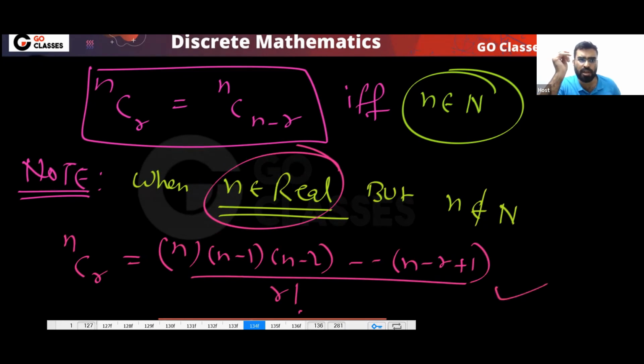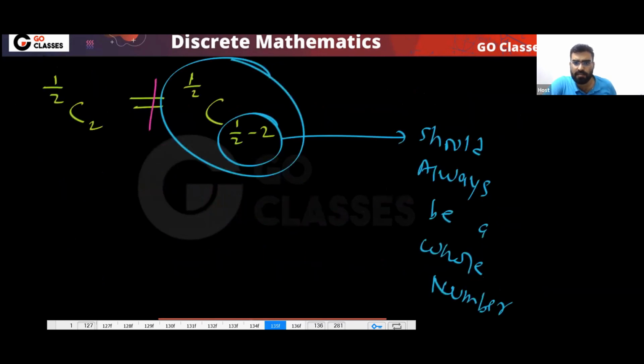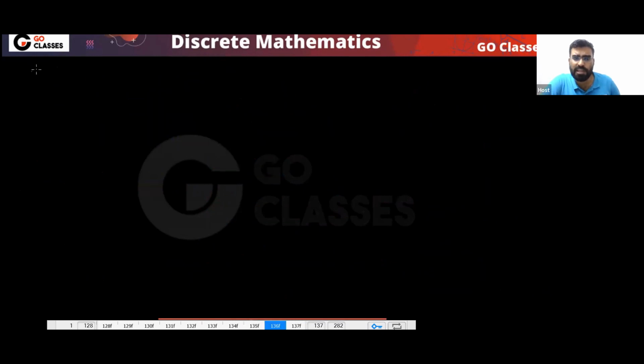This is the only thing you can apply. Don't apply anything else. This type of thing you don't apply: NCR equal to NCN minus R. These are only applicable where n belongs to positive integers. So remember this. When you are dealing with real numbers, then only these tools we have.